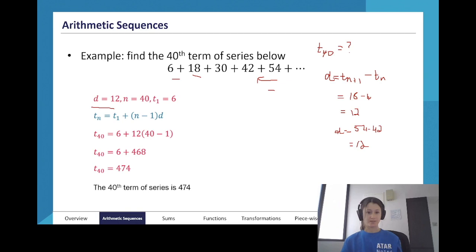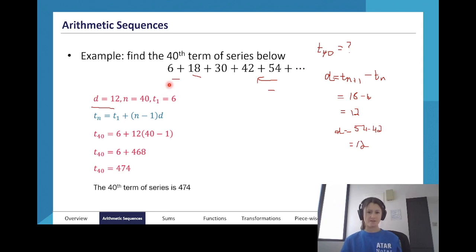So, as you can see here, we now know all of our values and we can substitute them in. So T40 is going to be our first term plus our difference multiplied by n take 1, which is going to give us 474. A good thing to always check with these questions as well is that your number makes sense within the context of the sequence. So we know that our sequence is increasing here, so it makes sense that our 40th term is going to be way higher than 6.